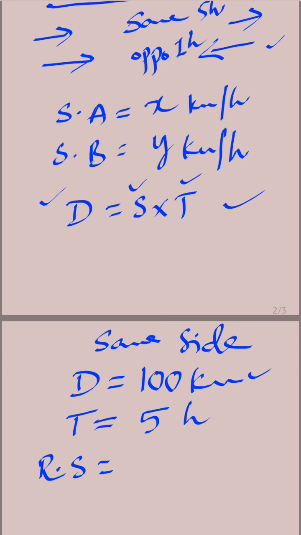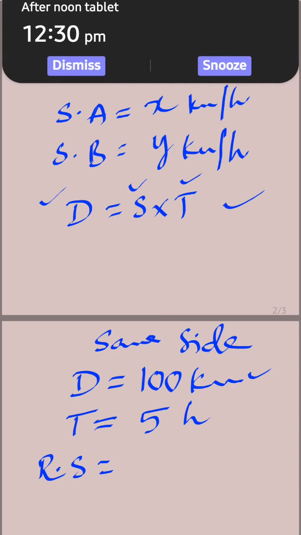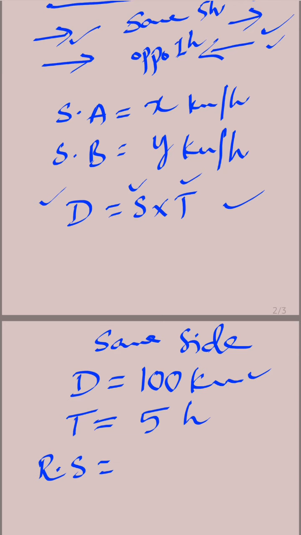Here the two cars are in the same direction. Generally, if one car is traveling this side and another car is traveling this side, both are traveling the same side. That means to meet each other they are taking more time, in the same direction.